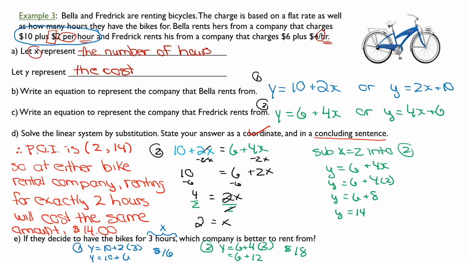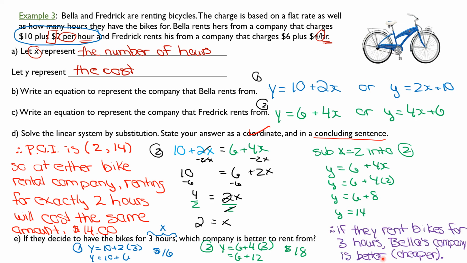So if Bella and Frederick know in advance that they're going to have the bikes for 3 hours, they're going to do their math and rent from the cheaper company. So which company is better to rent from? If they're renting the bikes for 3 hours, then the cheaper company is the one that Bella chose. Therefore, if they rent bikes for 3 hours, Bella's company is better, and that's because it's cheaper.